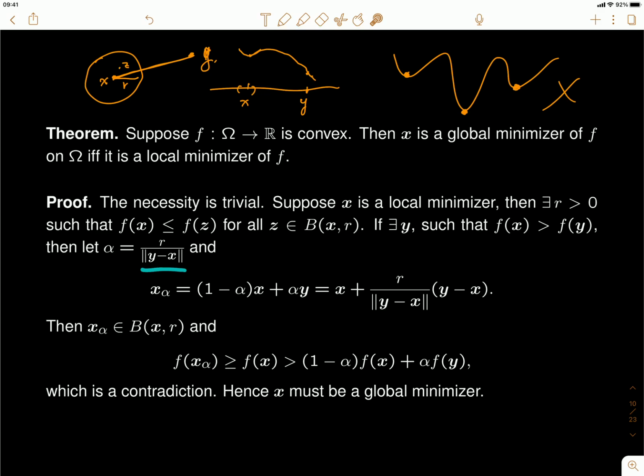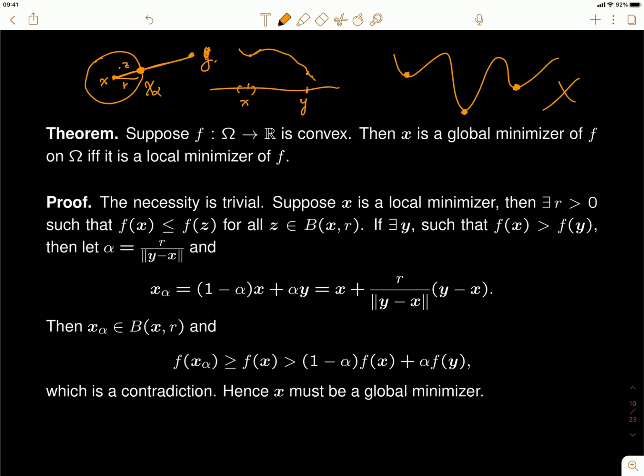Okay, so what this means, remember that this is the r. And this is the norm of y minus x, or the distance between x and y. So this is just the ratio of that, that means the proportion of this over the line here. Okay, if I choose my alpha in this way, then I set my x alpha to be 1 minus alpha times x plus alpha times y, then I know this point right here will be my x alpha. Okay, this will be my x alpha. Okay, you can easily check the fact.